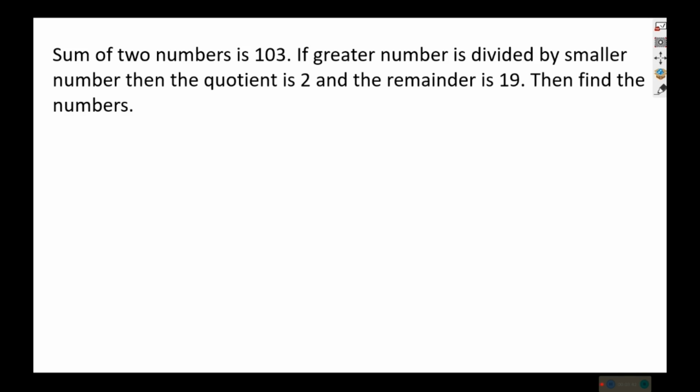The question is, the sum of two numbers is 103, and if the greater number is divided by the smaller number, then the quotient is 2 and the remainder is 90. Then find the numbers. It's a very typical type of question. It is given that the sum of two numbers is 103. The numbers are not given. Okay, and it is further said that if the greater number is divided by the smaller number, then the quotient is 2. So we are getting some idea about it, and the remainder is 90.